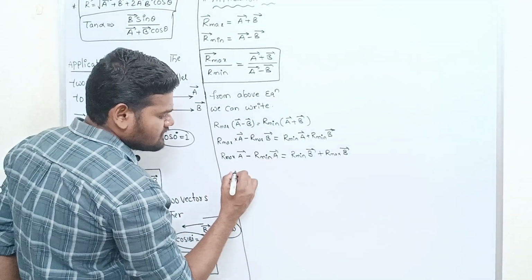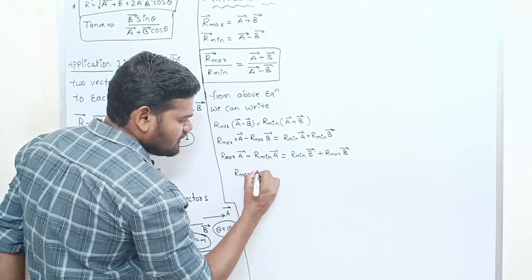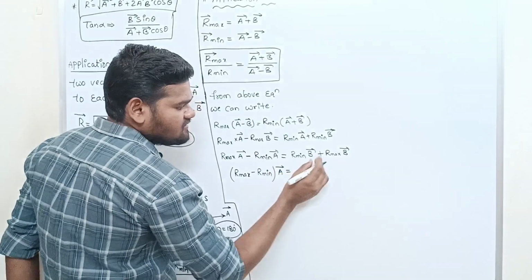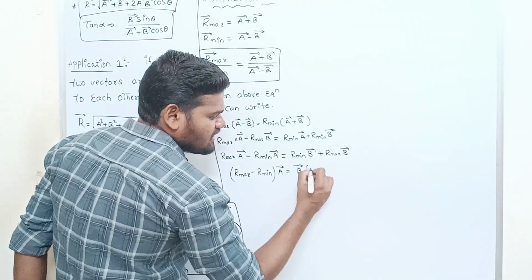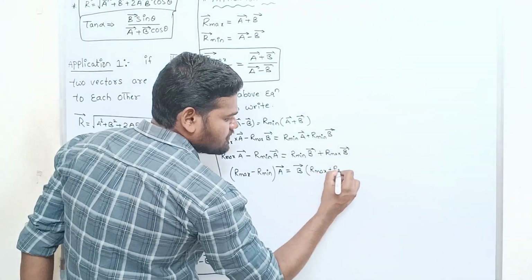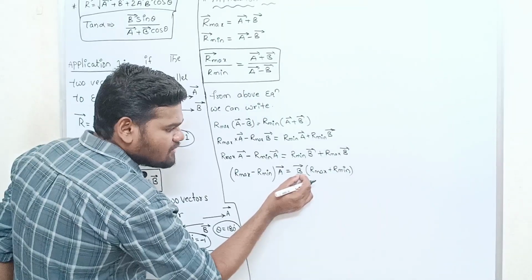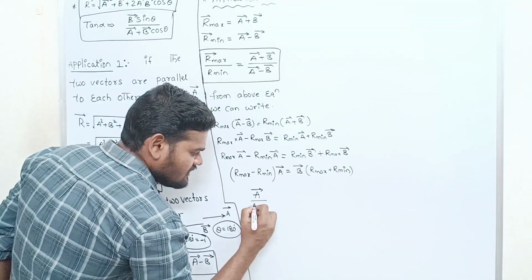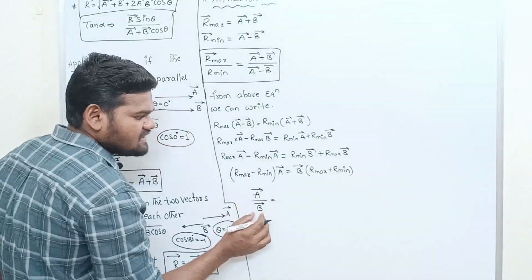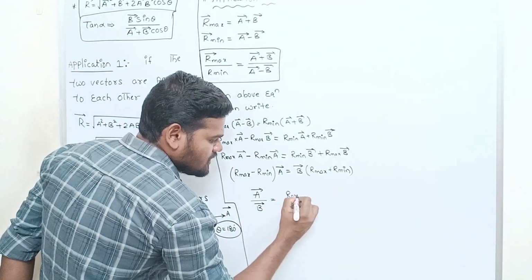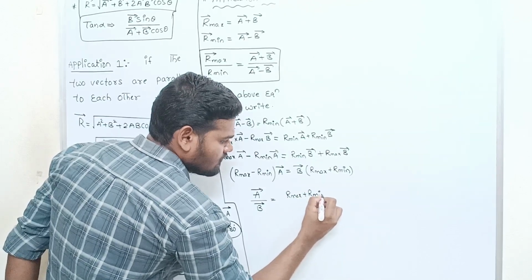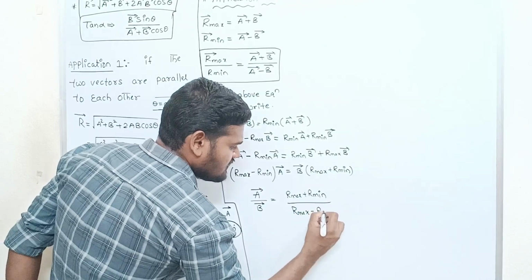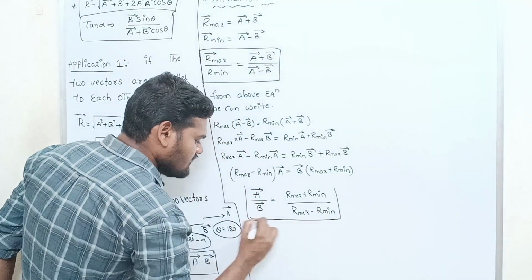So if I take a bar common, then you will get r maximum minus r minimum into a bar. This is equal to, if you take b bar common, r maximum plus r minimum. Are you getting? Just bringing this a bar to this side, it becomes a bar. Here it is in multiplication, so if it comes to this side, it becomes the denominator. So a bar by b bar is equal to r maximum plus r minimum divided by, if this term went to that side, r maximum minus r minimum. Simple mathematics now.